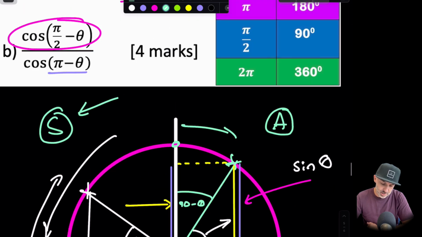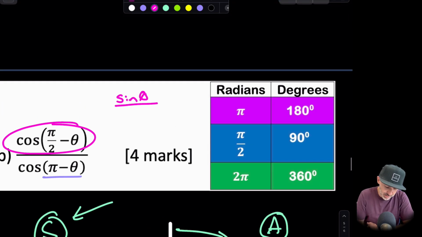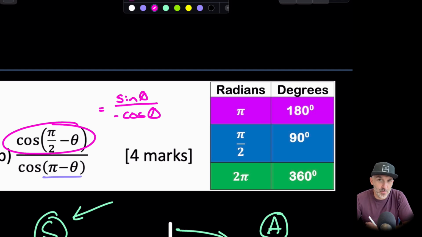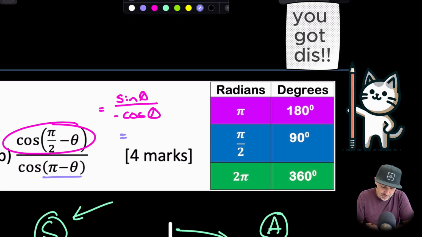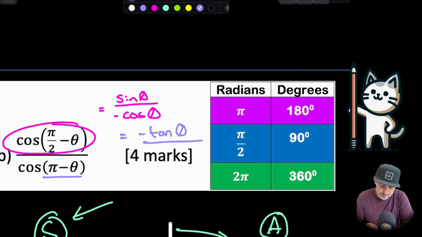So let's go back up and replace the denominator with negative cos theta, and we're almost there. There's one more identity, and that is sine over cos is tan. So the final result is negative tan theta.